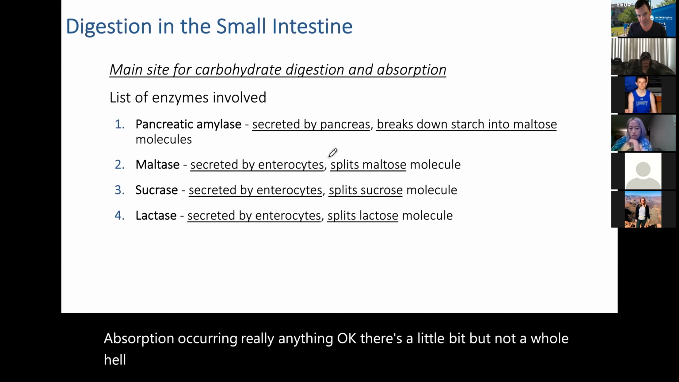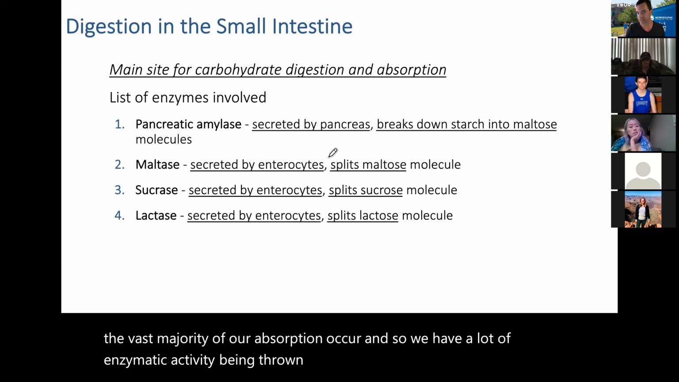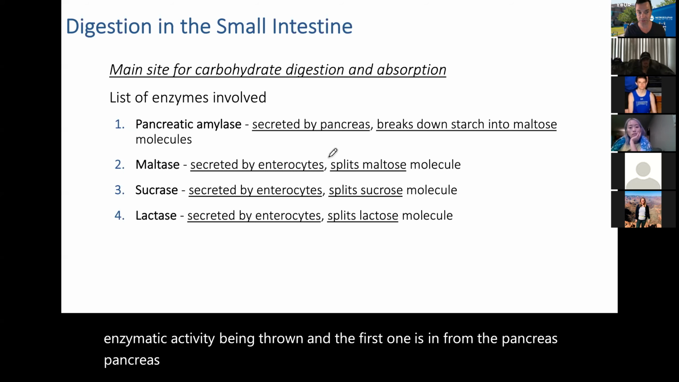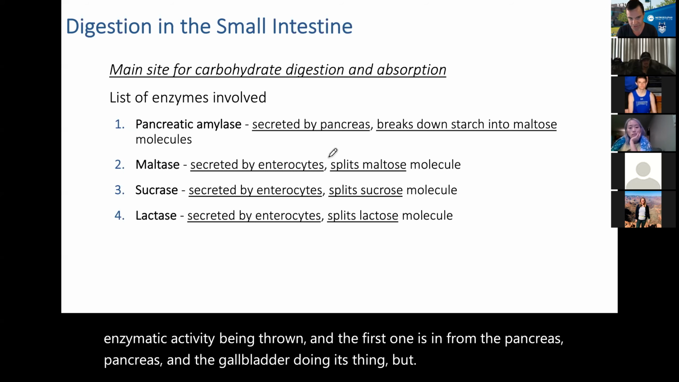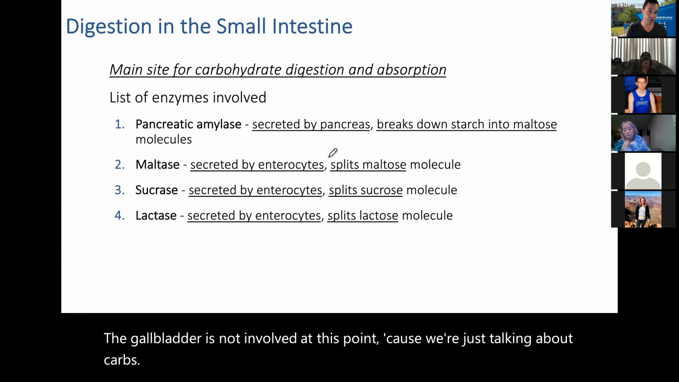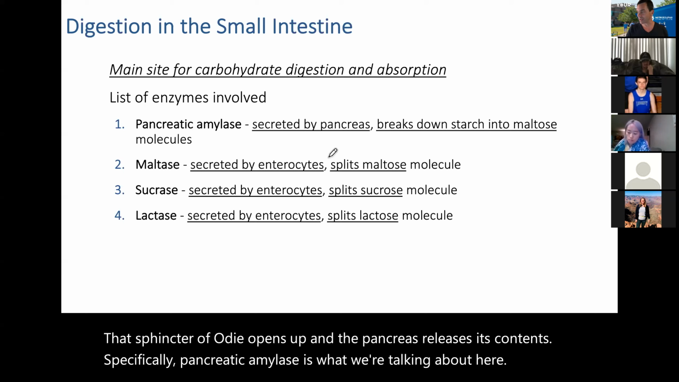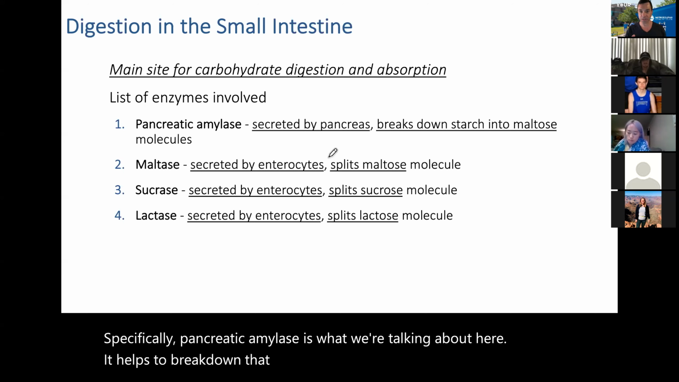That's in the second part, the jejunum. It's where we have the vast majority of our absorption occurring. So we have a lot of enzymatic activity being thrown in. And the first one is from the pancreas. Pancreas and the gallbladder doing its thing, but the gallbladder is not involved at this point because we're just talking about carbs. That sphincter of Oddi opens up and the pancreas releases its contents. Specifically, pancreatic amylase is what we're talking about here. It helps to break down that complex starch molecule into maltose.